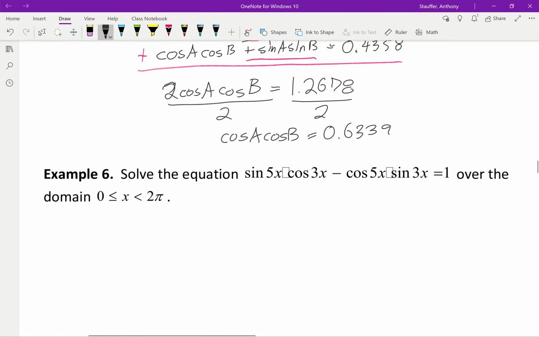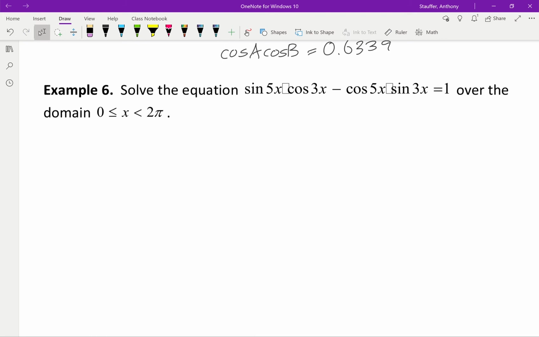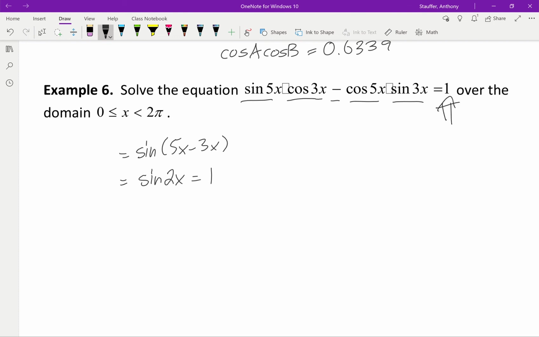Now finally, we're going to solve this equation over this domain. This one is pretty funky, but again we notice sin A cos B minus cos A sin B. So that's just going to tell me that this equals the sin of 5x minus 3x, which would equal the sin of 2x, and we know that this equals 1 from my statement above.